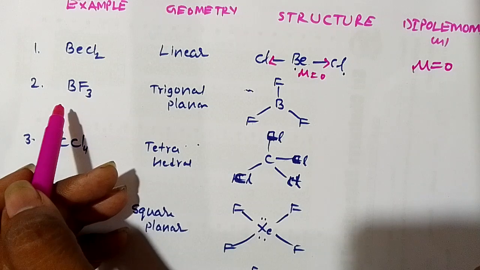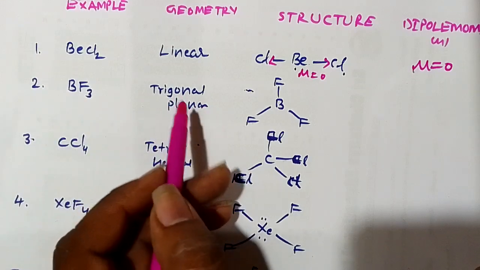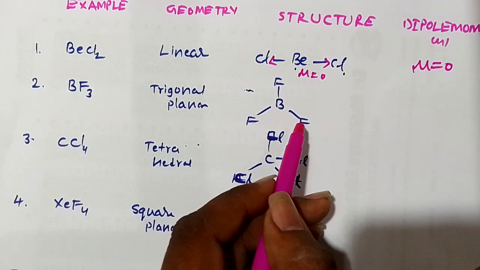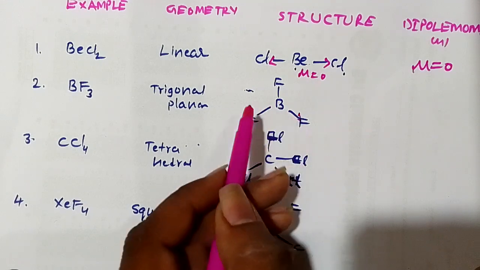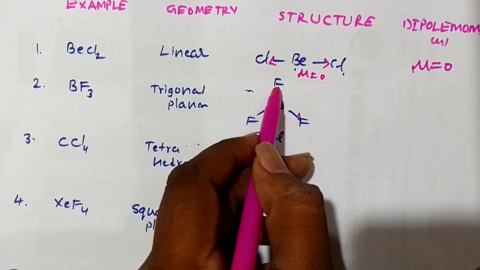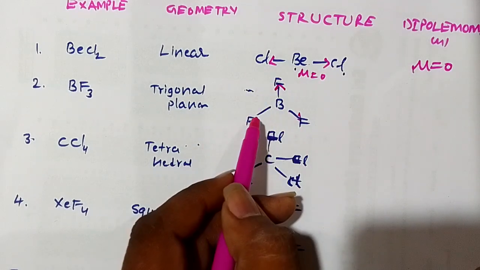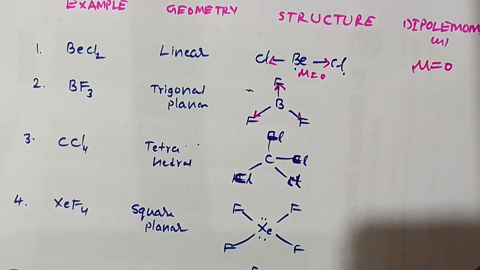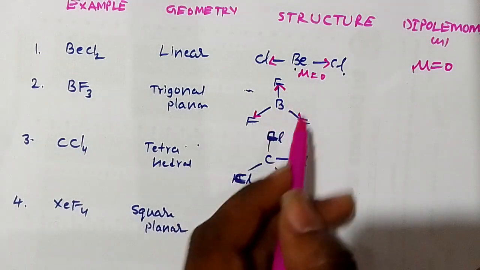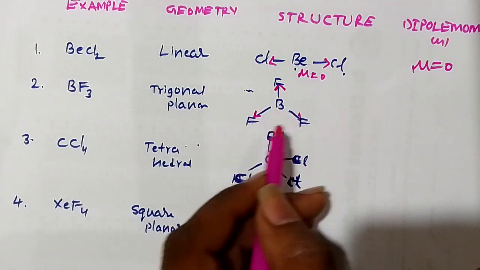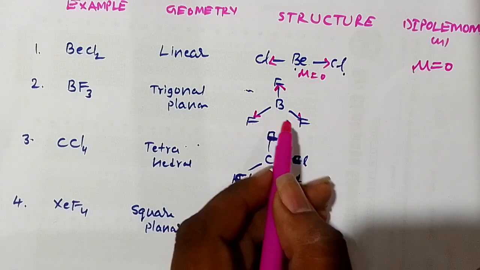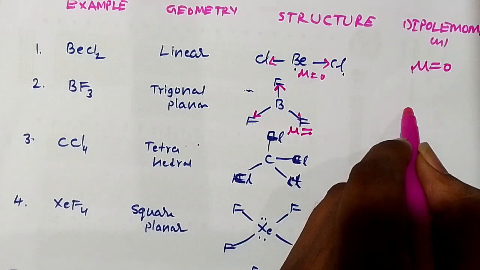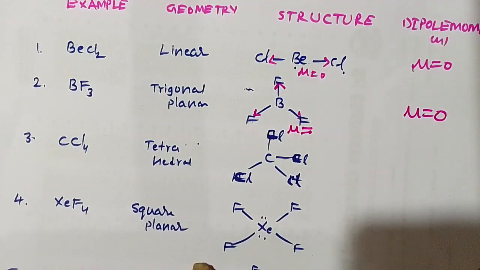Now boron trifluoride. It is trigonal planar in structure, like this. Compared to boron, fluorine is more electronegative. It can attract the bonded electrons towards itself. Each fluorine is attracting the bonded electrons towards itself. Now the net force becomes 0, because it is a symmetrical shape. That's why the net dipole moment becomes 0. So here the dipole moment is equal to 0.